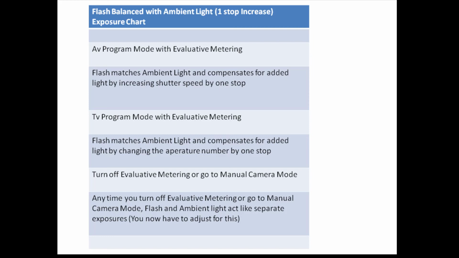And so the thing you've got to keep in mind is anytime you turn off evaluative metering or go to manual camera mode, now the flash and ambient act as separate exposures, and you are the person that has to adjust for this. Just keep that in mind, and it all has to do with this one stop of balancing light.